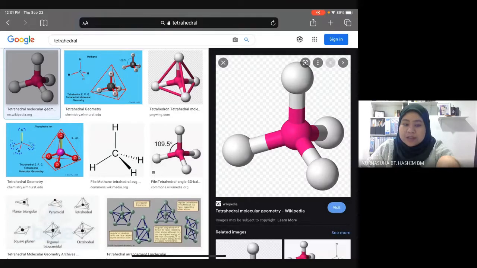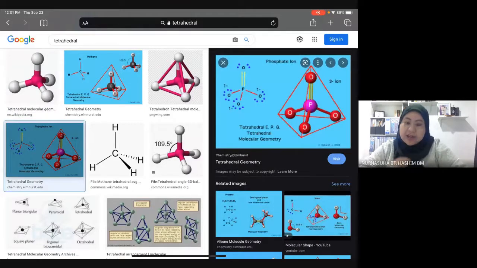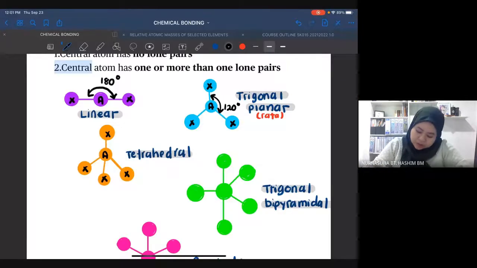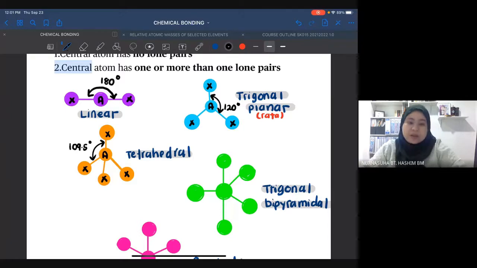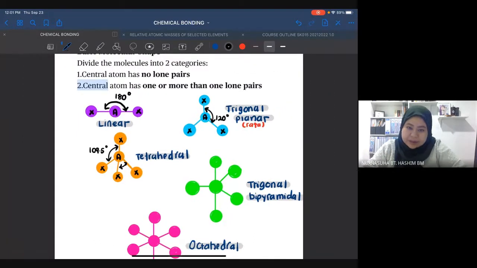Okay. So for tetrahedral, bond angle dia, okay, tengok ni. Ini contoh tetrahedral. The bond angle for tetrahedral, each of the bond angles is 109.5 degree. Yang kat sini pun samalah, 109.5. Okay, so that is for tetrahedral.